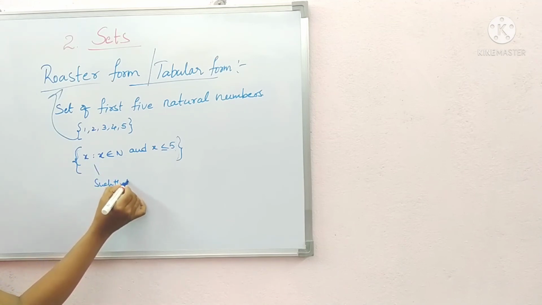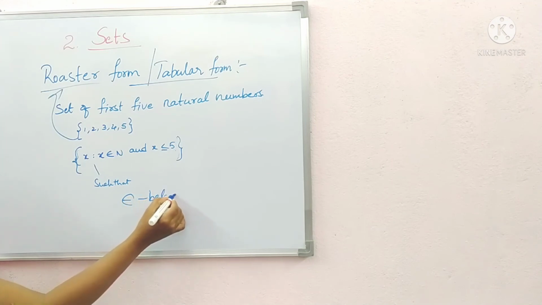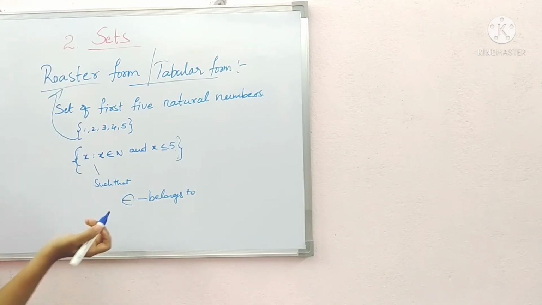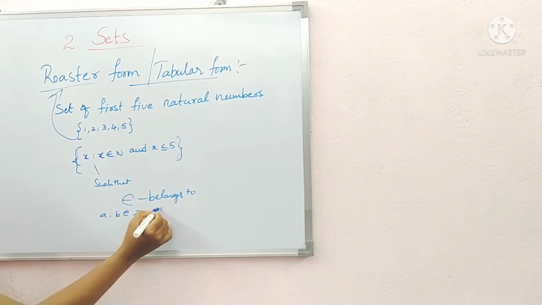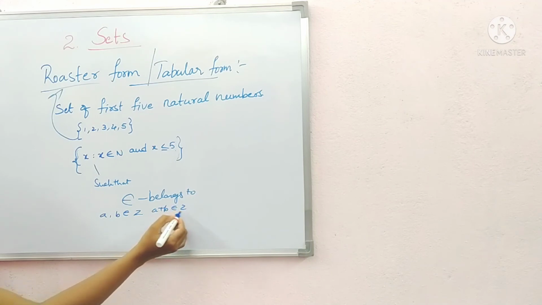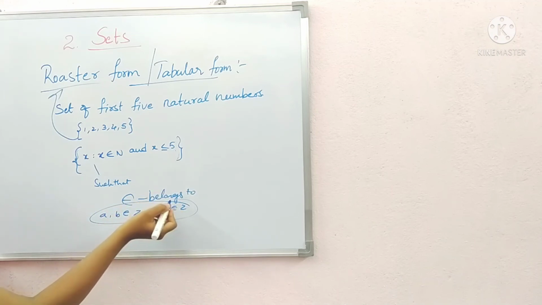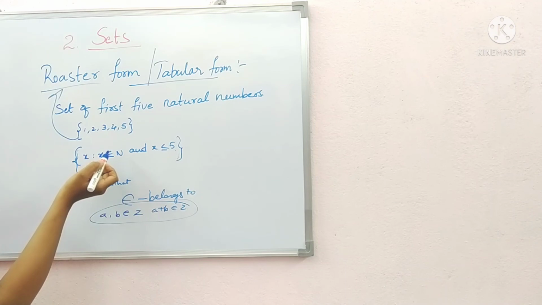Yes, this 'belongs to' came in your 8th class, when you learned about the closure property. We write like this: if a, b belong to Z, then a plus b also belongs to Z, so integers are closed under addition, right? So 'belongs to' means it is contained in. x belongs to N means x is contained in N.